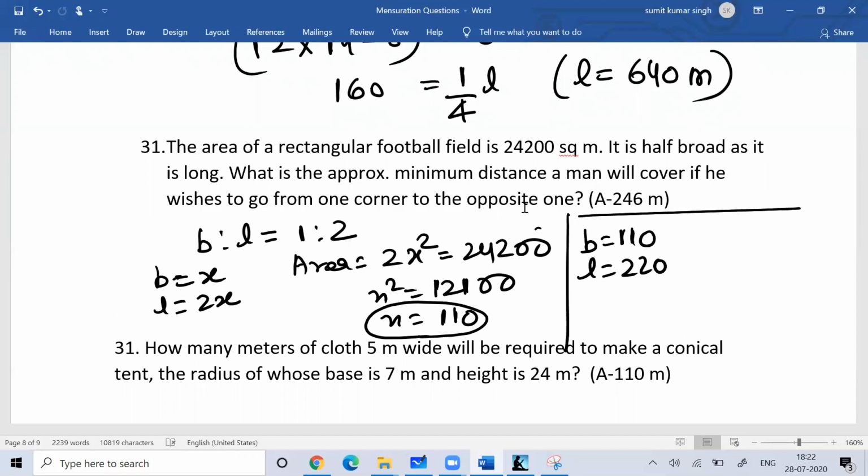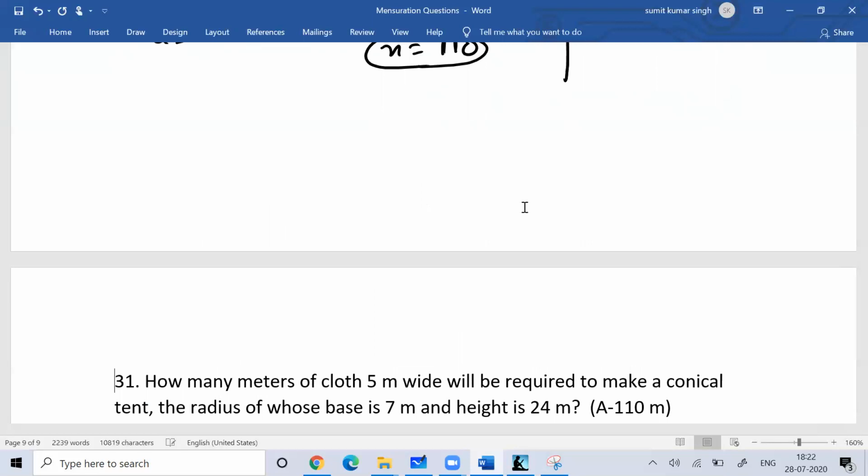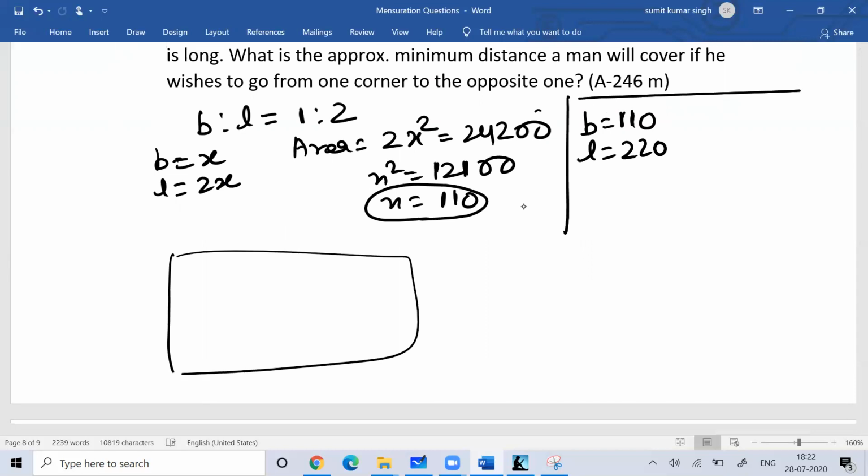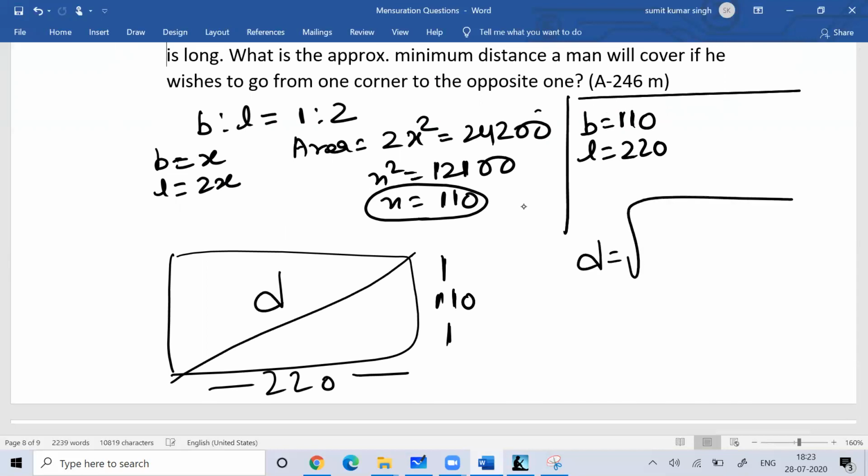Then what they are asking you is the approximate value. So you got a rectangle, and the length of the rectangle is 220, and the breadth is 110. What is the approximate minimum distance a man will cover if he wishes to go from one corner to the other corner? So they're asking you the diagonal. So find the diagonal: 110 square plus 220 square.